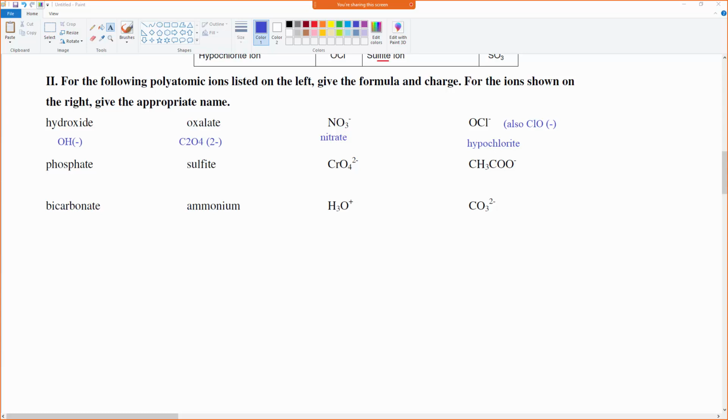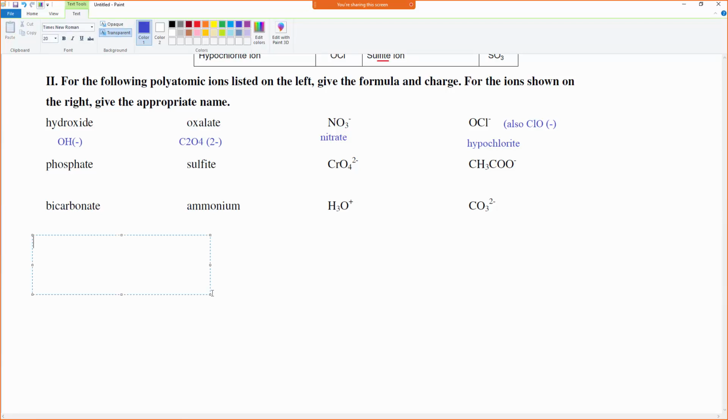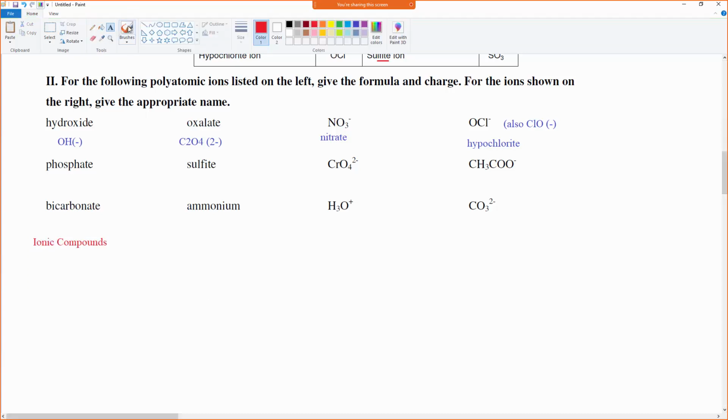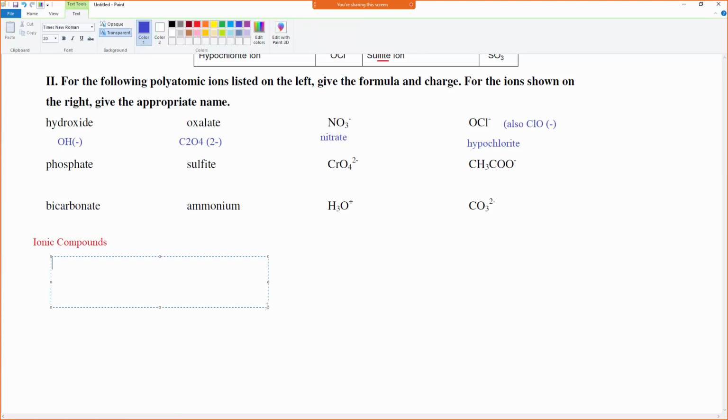What we really want to do with these ions is put them together and make ionic compounds, right? That's the interesting thing. All right, so an ionic compound is a kind of chemical compound that is formed when two ions interact.